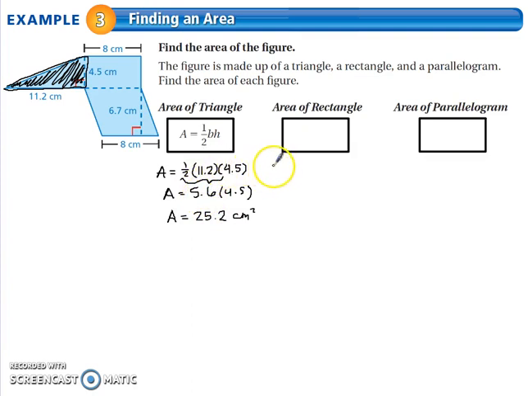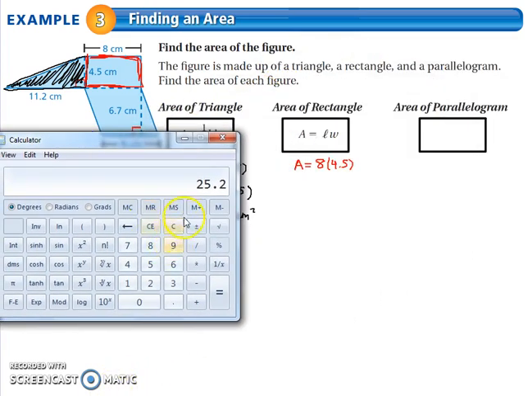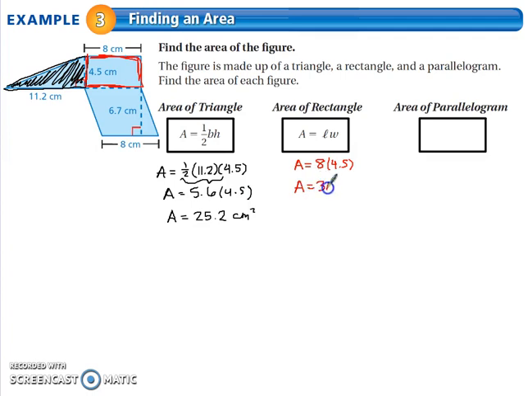Now I move on to find the area of the rectangle. Well, my rectangle is found by simply multiplying length times width. So to find this rectangle above, I'm going to multiply the length and the width, or 8 and 4.5. So area is equal to 8 times 4.5. We can go ahead and do this on a calculator. 8 times 4.5 equals 36. So the area of that rectangle is 36 square centimeters. So I have now found this portion of my figure.